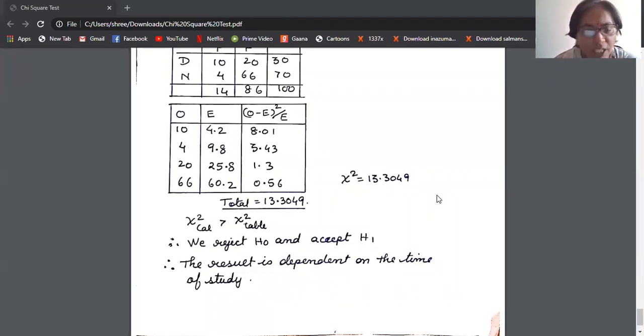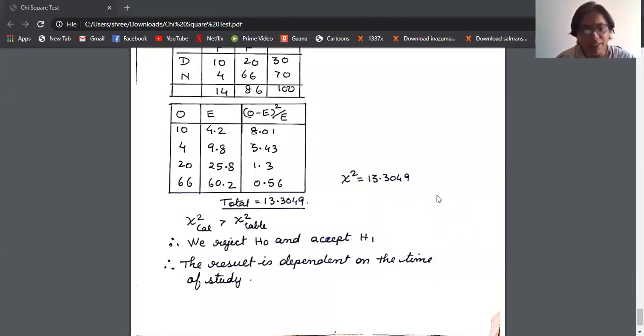So if two critical values are given to you, and your calculated value is less than both of them. At 0.05 level, one value is given to you, at 0.01 level, another value is given to you. If your calculated value is less than both the values, then we accept H0 at both the levels. If our value is less than both of them, we accept H naught at both the levels.